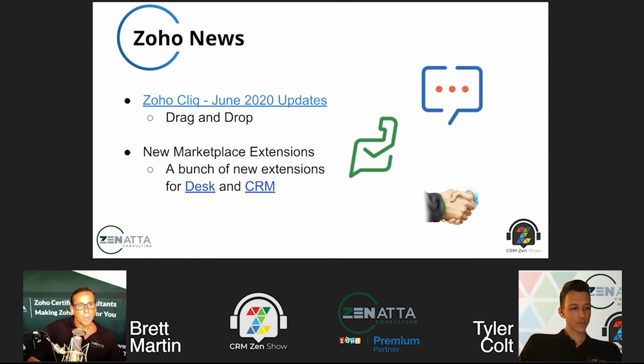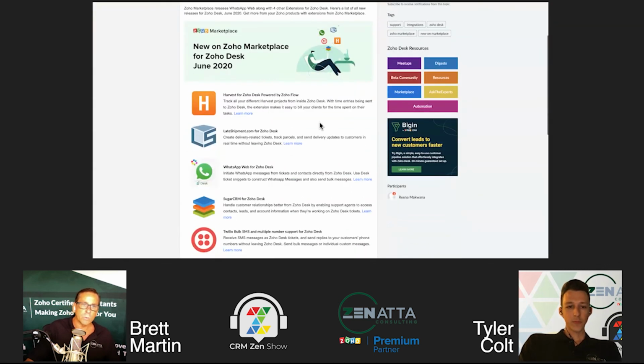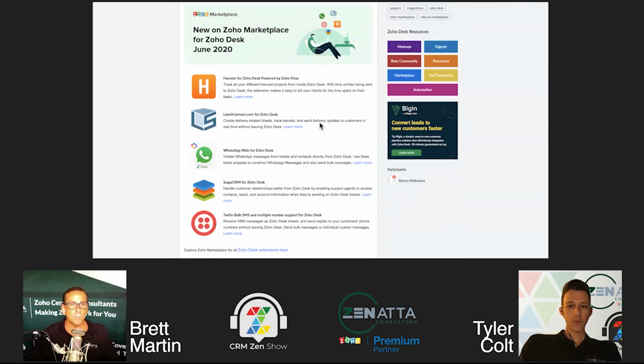All right, and then wrapping up our news, we have a bunch of marketplace extensions that were rolled out, and this is kind of a roundup of them. For Desk and CRM, there are others that I'm sure will roll out in the next few days. We'll introduce them, but we'll start with Desk. Harvest, which is a project management tool that we like a lot. We've actually looked at it in the past. It does some really cool stuff. That's now integrated. Lateshipment.com, WhatsApp, Sugar CRM for Zoho Desk. That's a pretty cool one. And then Twilio Bulk SMS and multiple number support for Zoho Desk. So 5 new marketplace applications for Zoho Desk, and a couple of these look pretty interesting.